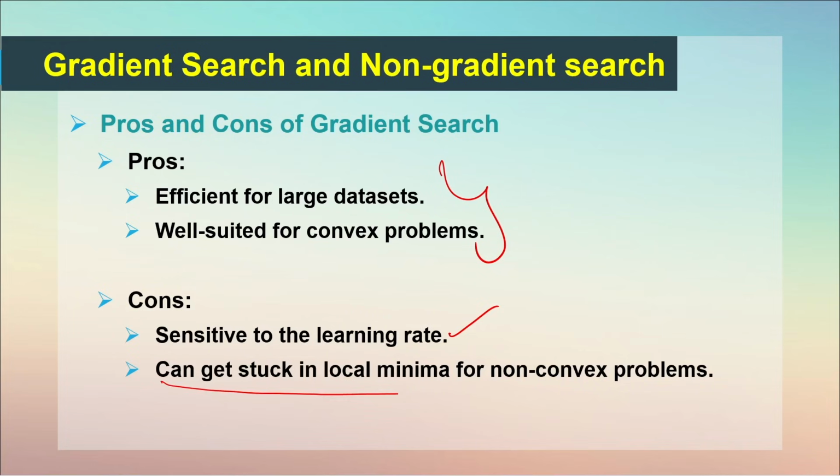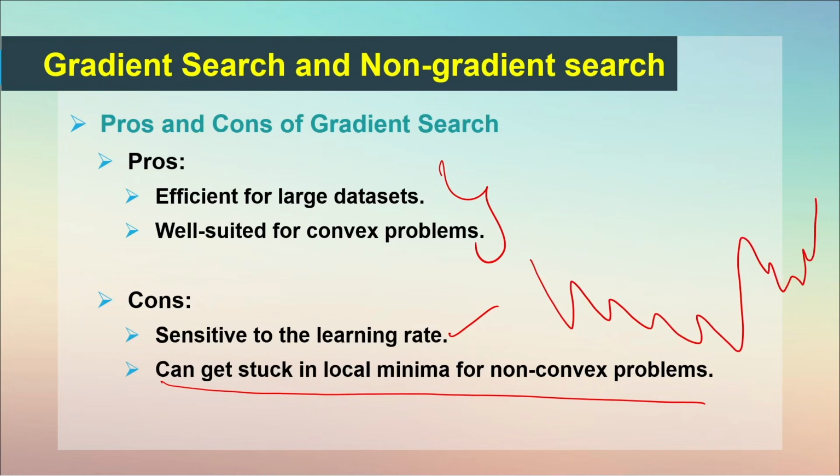Another important point is that it gets stuck in local minima if the problem is non-convex. See, if the problem's solution looks like this, there are so many minima, right? So your solution will get stuck. For example, if it finds this point as a global minimum, but there are other minima as well, it cannot jump out from that and look for another way. It will remain within this limit; it is not able to come out for certain non-convex problems.